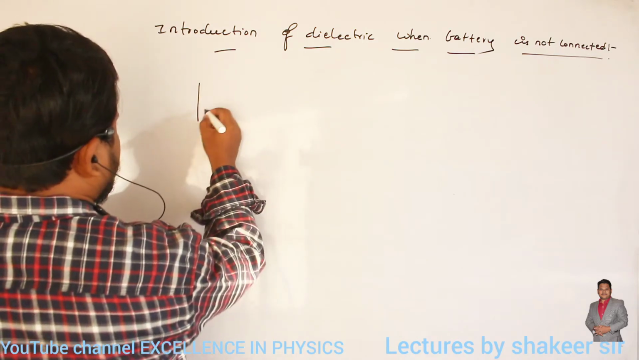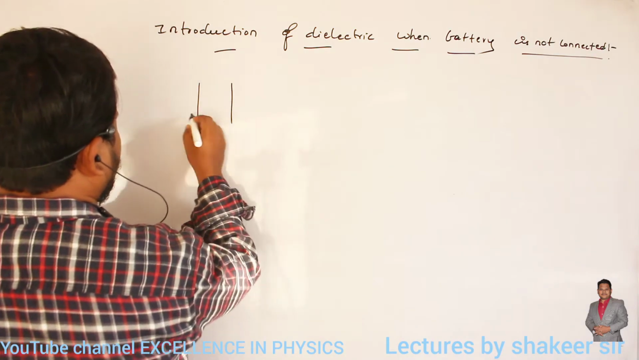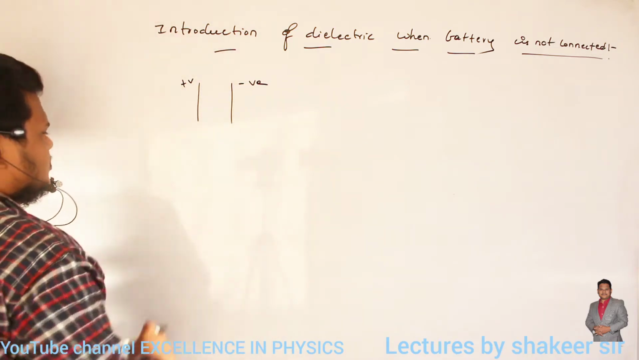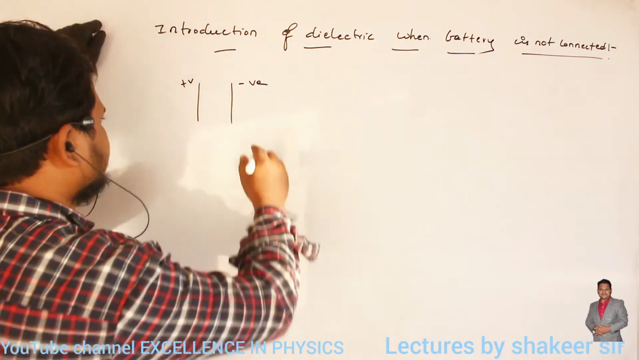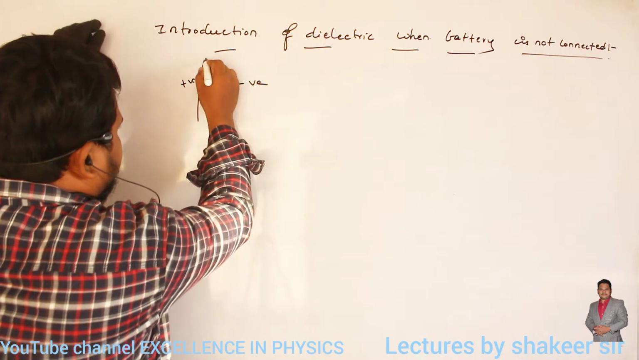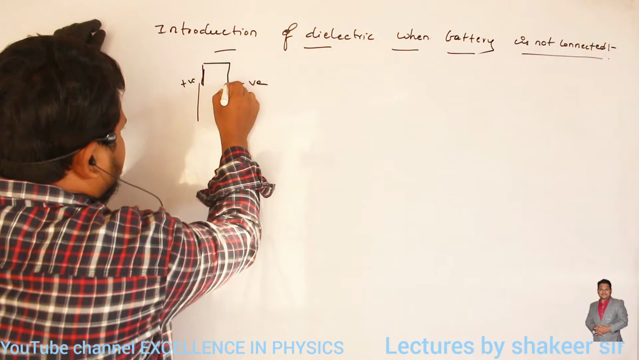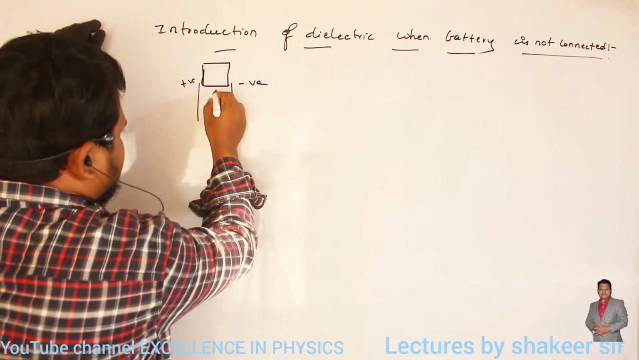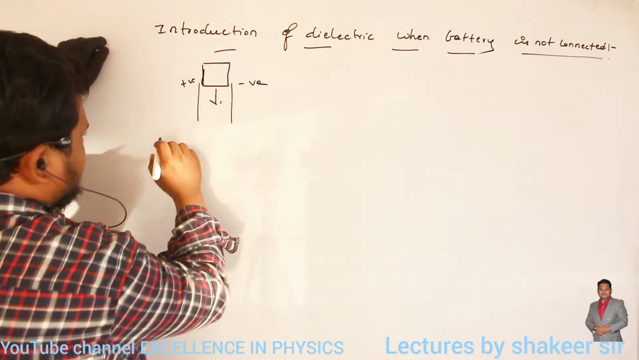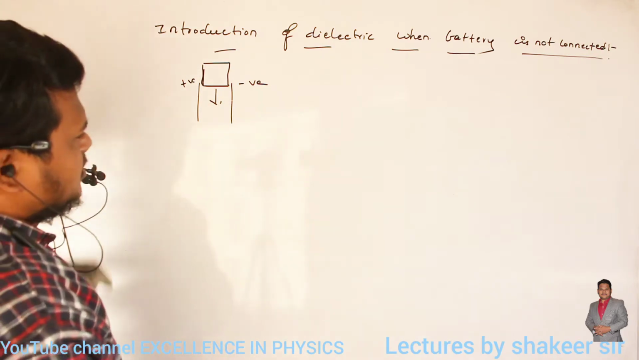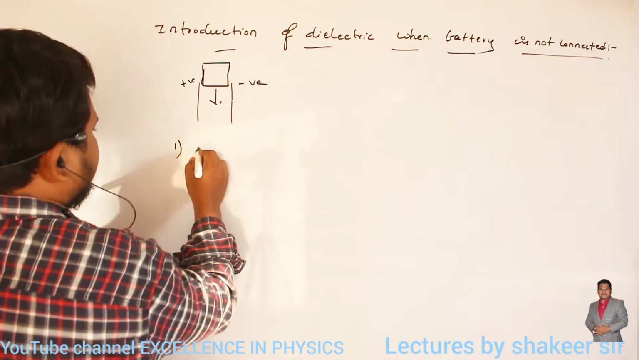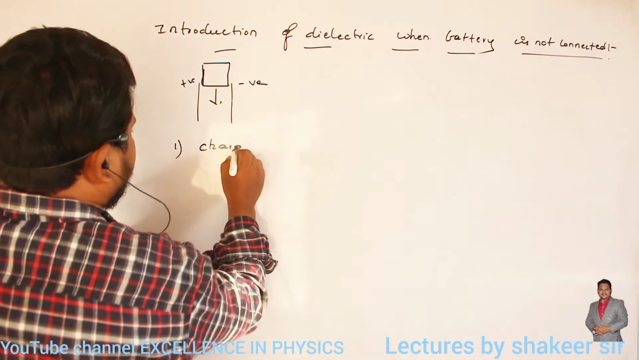So this is a capacitor, this is the positive plate, and this is the negative plate. So this capacitor is charged. Now we are introducing a dielectric in the gap between the plates of this capacitor. Clear? First, there is no connection. The battery is not at all connected to this capacitor. So first we will study charge.